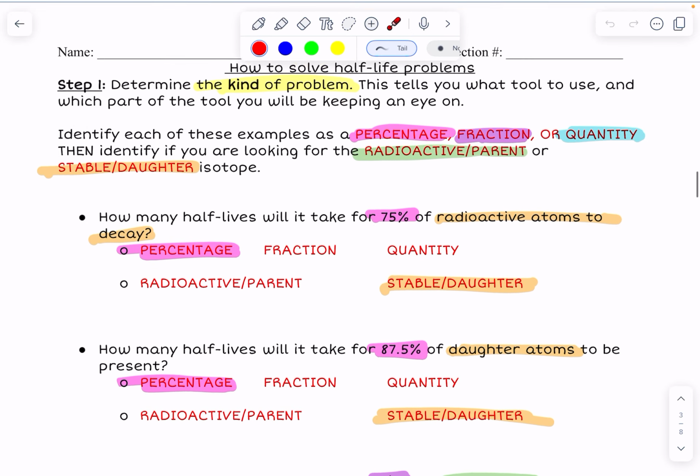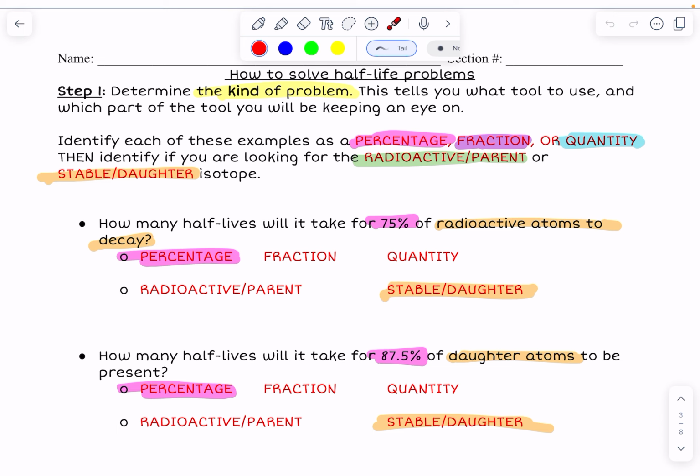So you're going to see some different kinds of problems. The first step is to figure out the kind of problem that you're dealing with. You're going to see percentages, fractions, or quantities. So here you see I have these color-coded. You're also going to see it talked about in terms of the radioactive or parent isotope and the stable daughter isotope. So if we look at this first sample problem, it's easy.